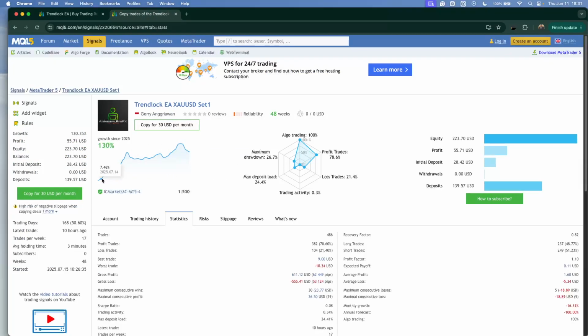These are the details. It started in July 2025, and since then we've seen 130% growth. It's still on. Its last trade was taken on June 11th 2026, and it has an average holding time of 3 minutes. Its last trade was just 10 hours ago, and looking at the numbers, the equity is just $223. The initial deposit was $28, and since then we have a profit of $55.71, though there were additional deposits, like $139 extra.